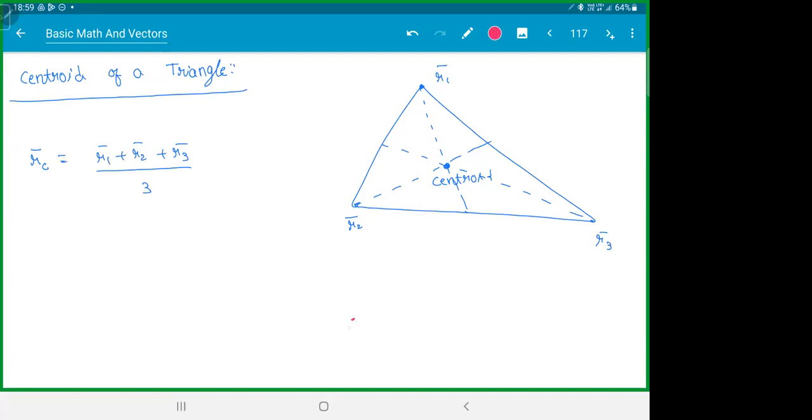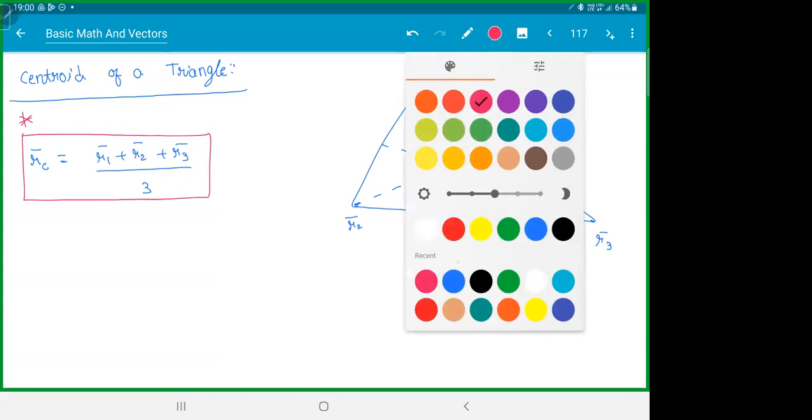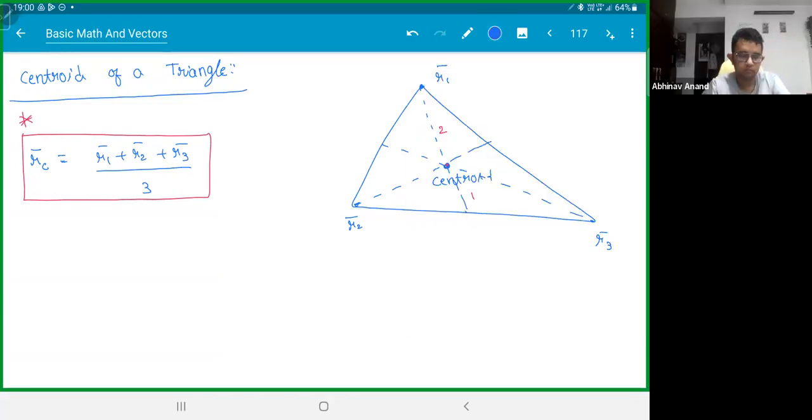Let's say this is the origin. This is R2 bar, this is R3 bar, this is R1 bar, and this is the centroid vector. You can just add up the three vectors and divide by 3, and you'll get the centroid. I hope you remember the centroid divides the median in the 2:1 ratio. Where will this be used? I will use it later on in center of mass and all that stuff. Vectors.